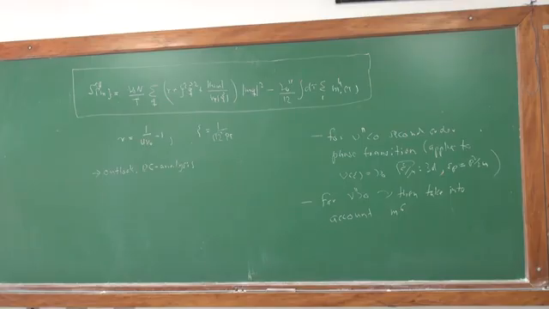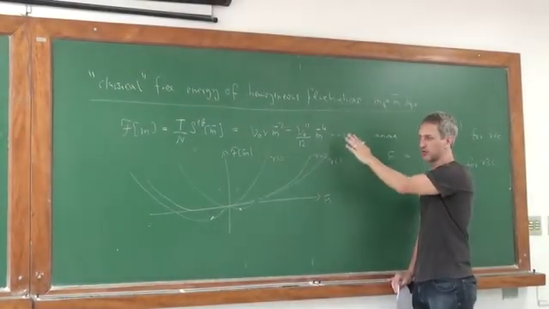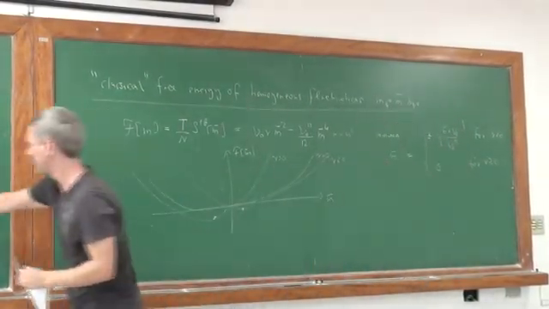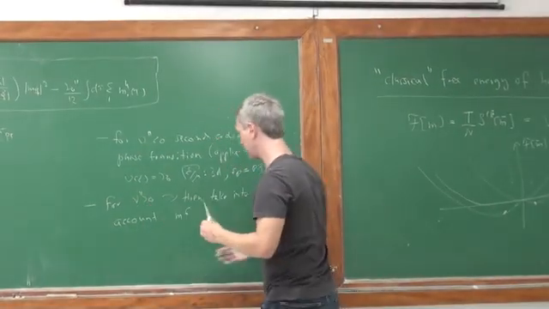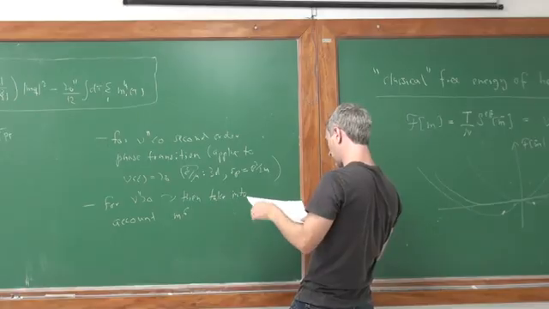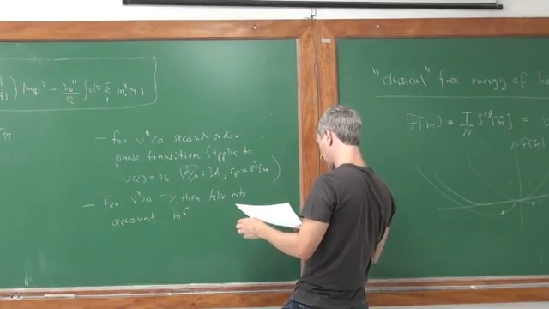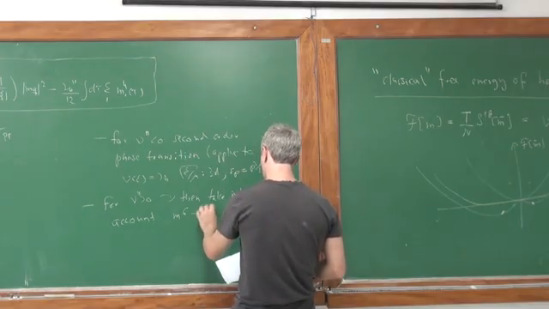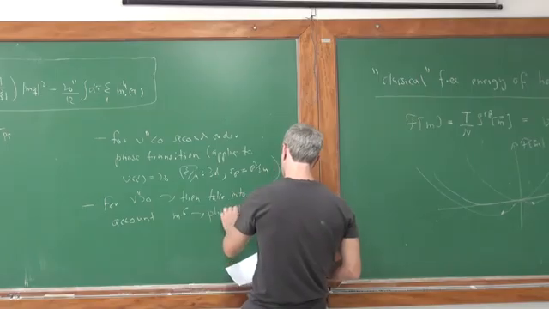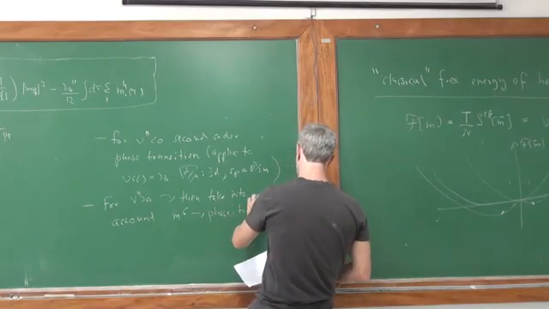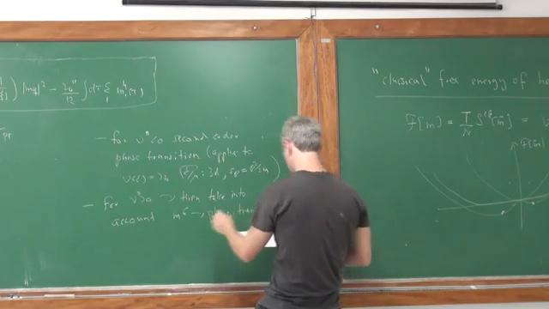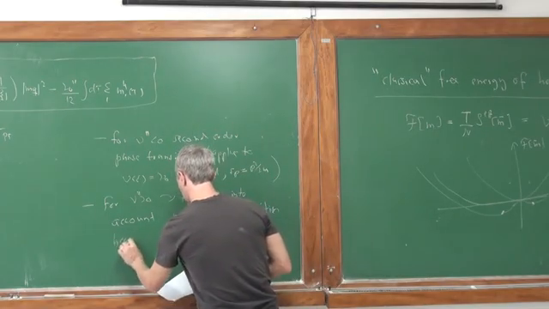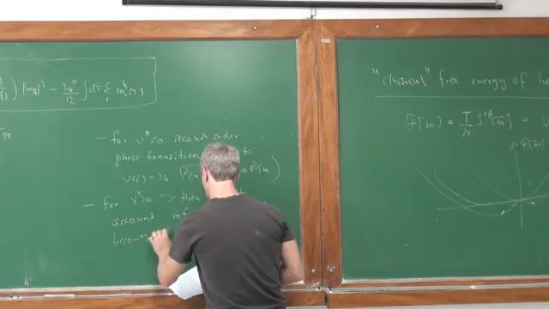Okay, so I leave this for you, or we'll do this in the next time. But just a comment: if this is positive, you have to take the expansion to the sixth order, and then the phase transition becomes first order.